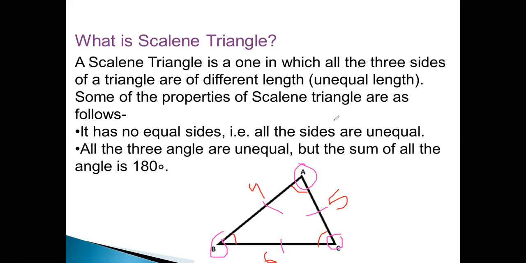So the second property of the scalene triangle is that the angles are also different from each other. As the sides of a scalene triangle are different from each other, similarly all the angles are also different from each other. And the sum of all the angles is 180 degrees, as it is a triangle, according to the properties of a triangle. So this is about the scalene triangle.